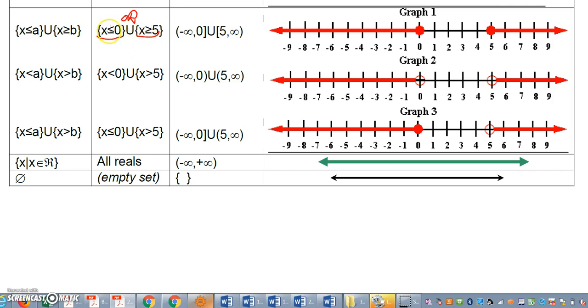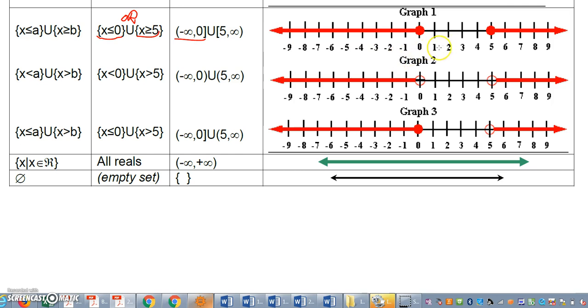Now since this set says everything less than or equal to 0, I would give this, and notice I got the bracket with the 0 because 0 is part of the solution, and then I've got everything to the left of 0, so that goes to negative infinity. And then x is greater than or equal to 5, that I would start with the bracket on 5 since 5 is part of the solution, and then everything to the right of 5 would go out to infinity.